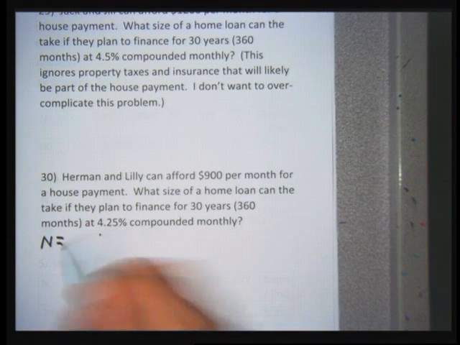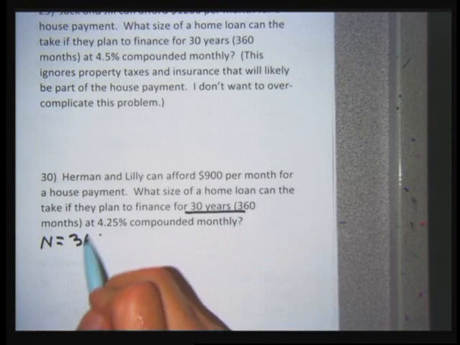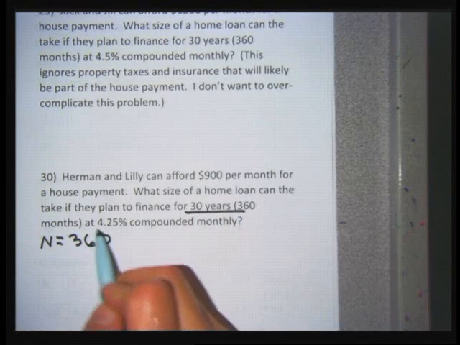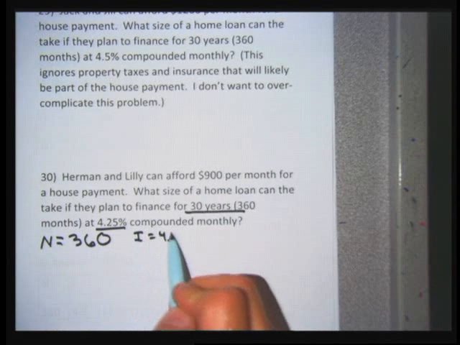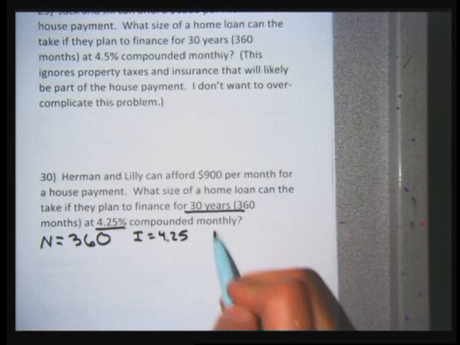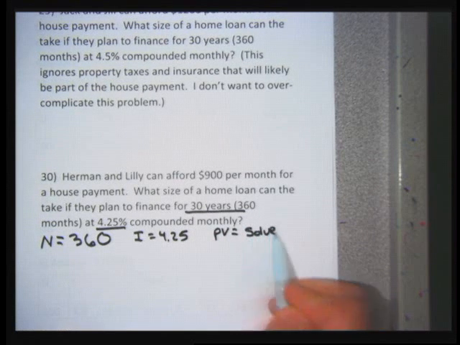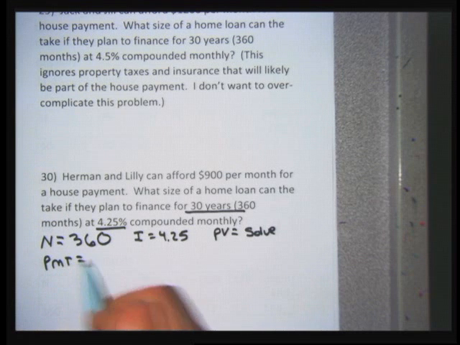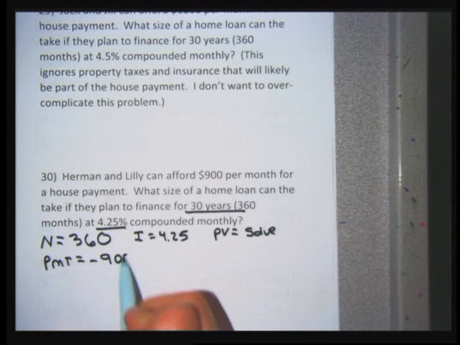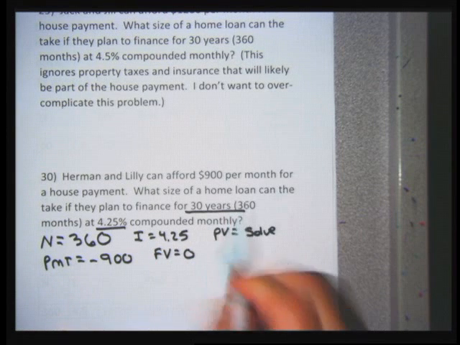They want a home loan. Their number of payments is going to be 360. Their interest rate is going to be 4.25%. I'm finding out what size loan they can take, so I'm solving for the present value. They're paying $900 per month, which goes in as a negative. At the end of their home loan, they want 0 to be the balance.